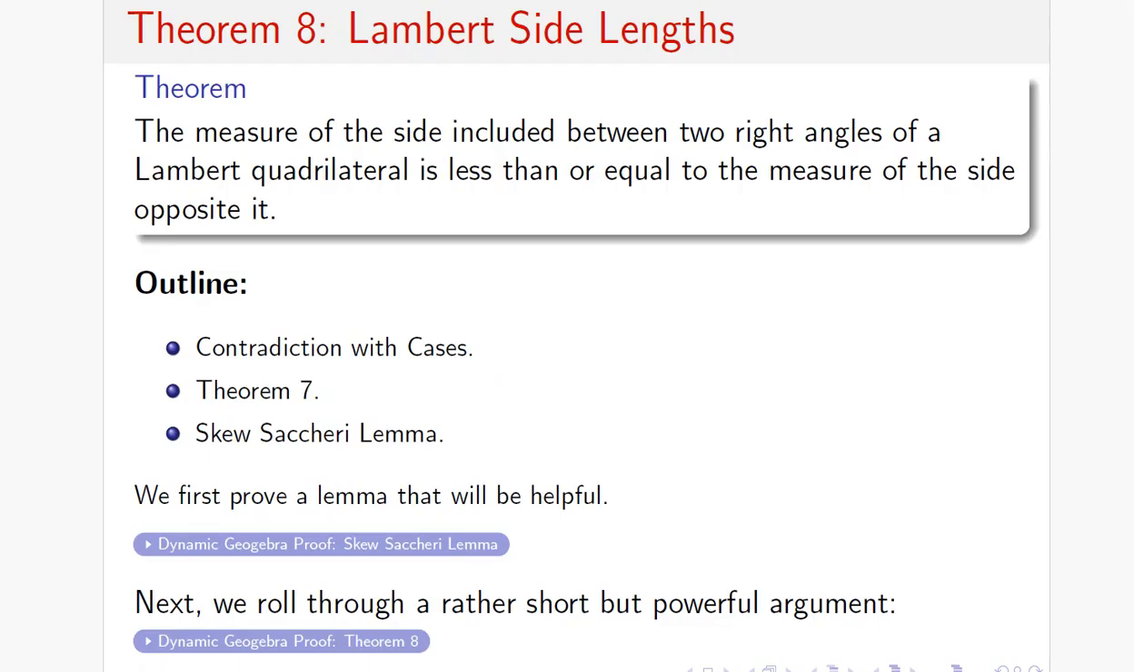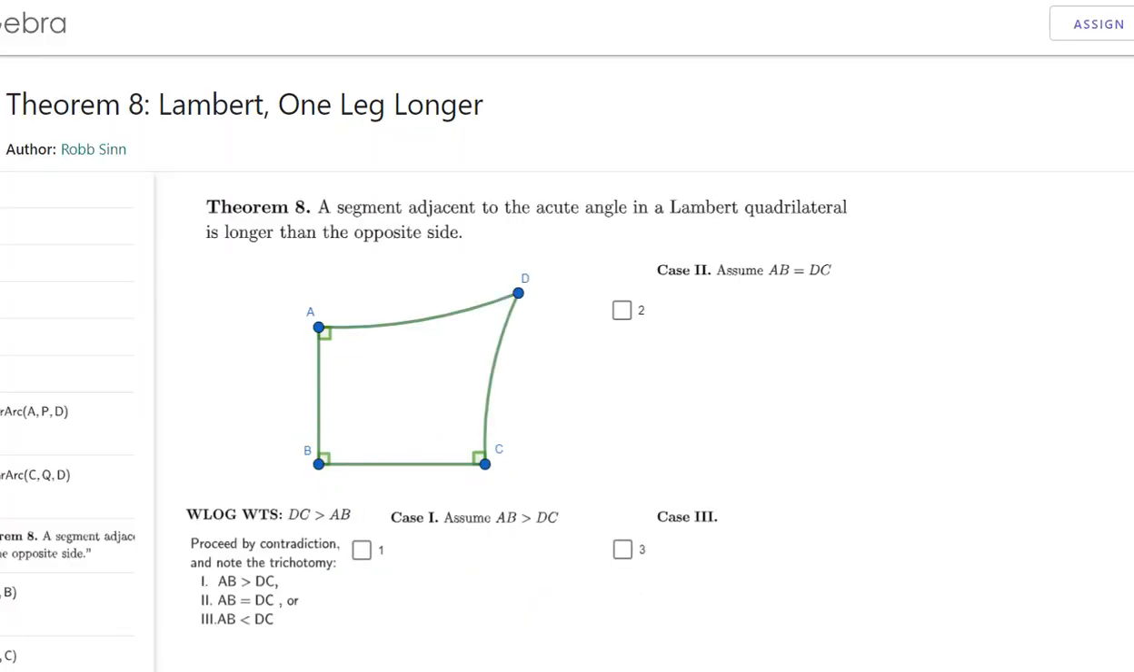let me just say, right, that we're going to use contradiction with cases. I don't know if you've ever done a contradiction with cases before, but it is a rather complicated setup, and you may not have seen it before. So let's go through it, knowing that we have the Skew Saccheri lemma to rely upon. Let's see if we can push this through.